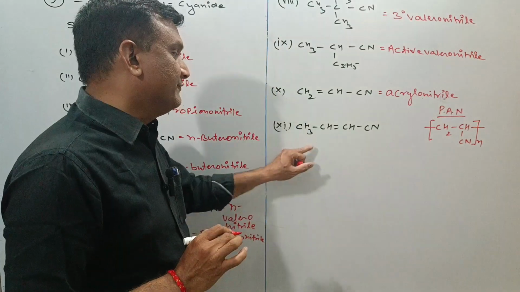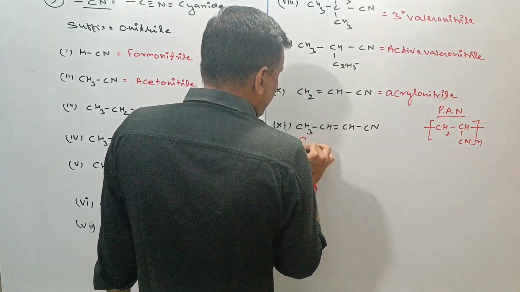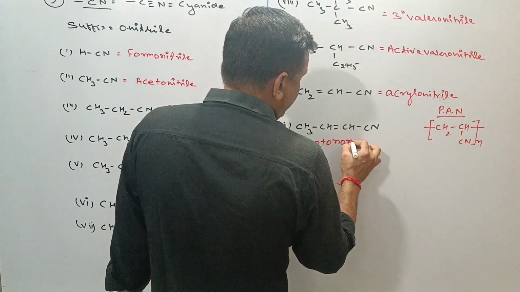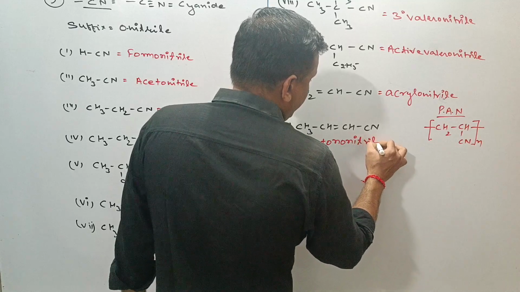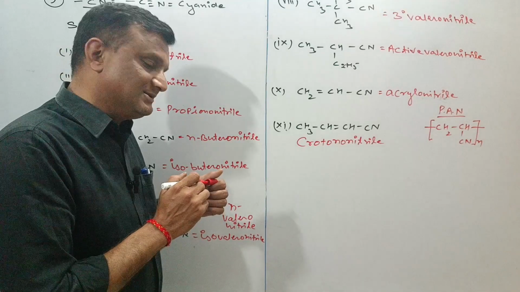If you go with this, here are 4 carbon atoms with a double bond. So it is called croton plus O nitrile. So crotononitrile will be the name of the compound. So this was about the fifth functional group, cyanide.